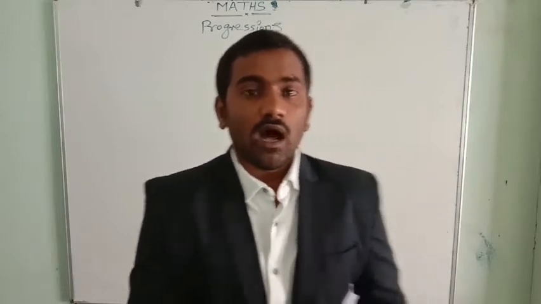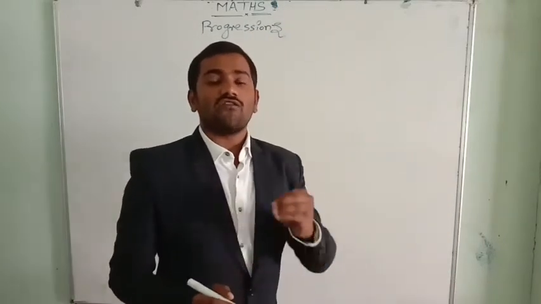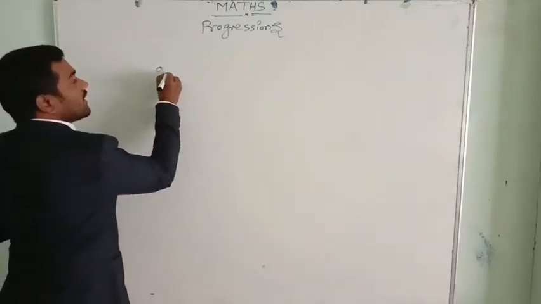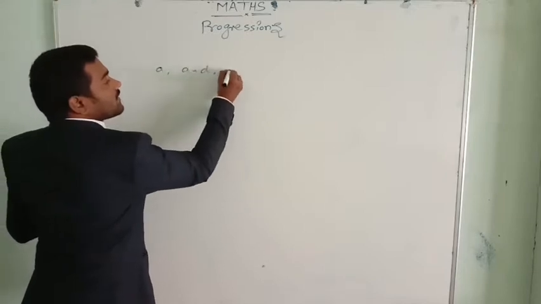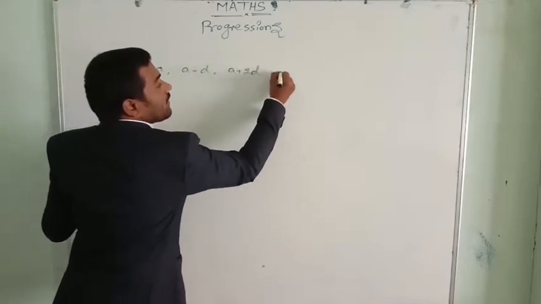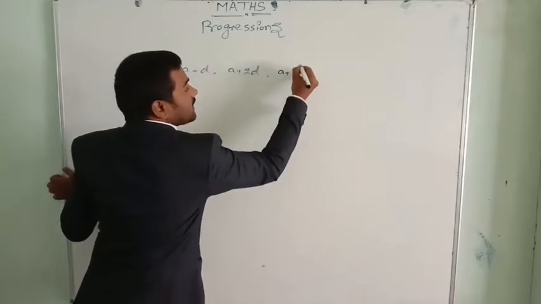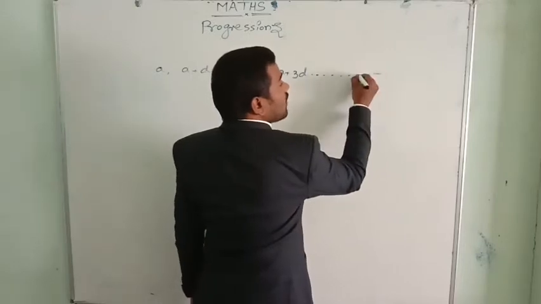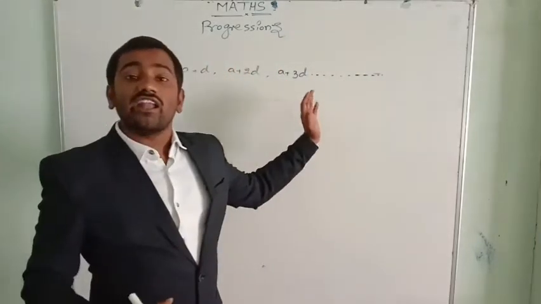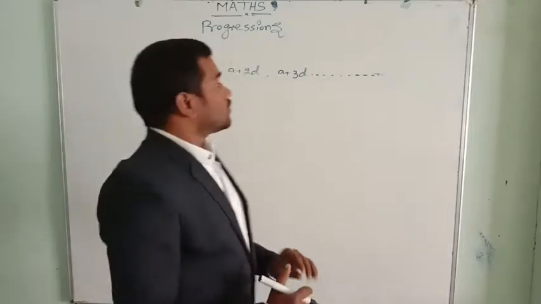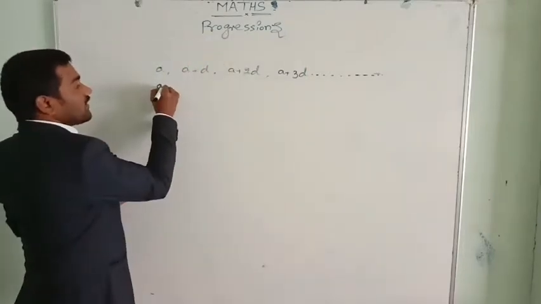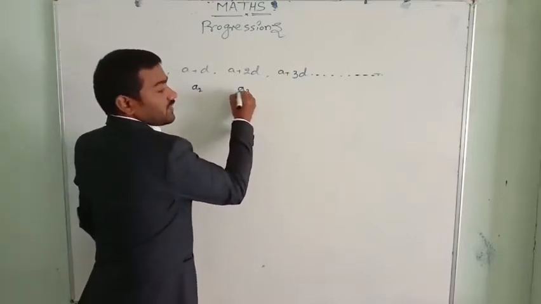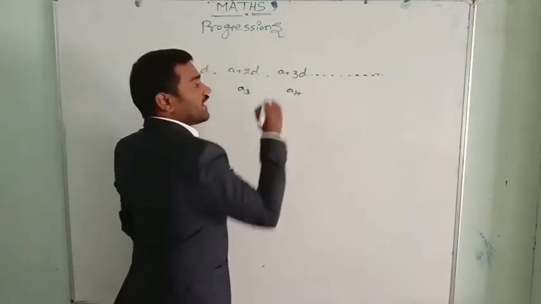Let me tell you. Already we have discussed the general form of an arithmetical progression: a, a plus d, a plus 2d, a plus 3d, and so on. In the sense, there are an infinite number of terms in this. So we know this is the first term a1, this is the second term a2, this is the third term a3, fourth term a4.